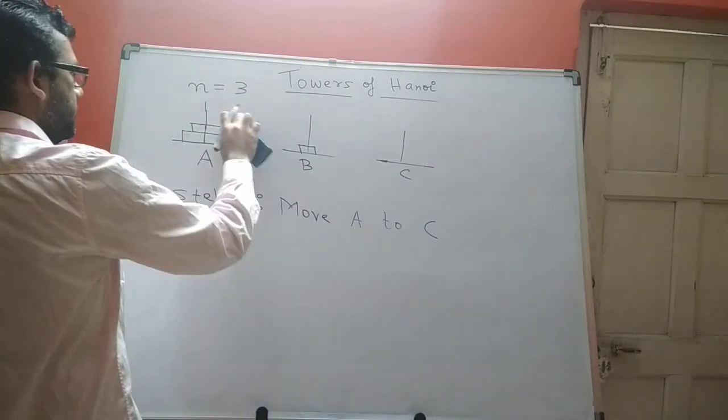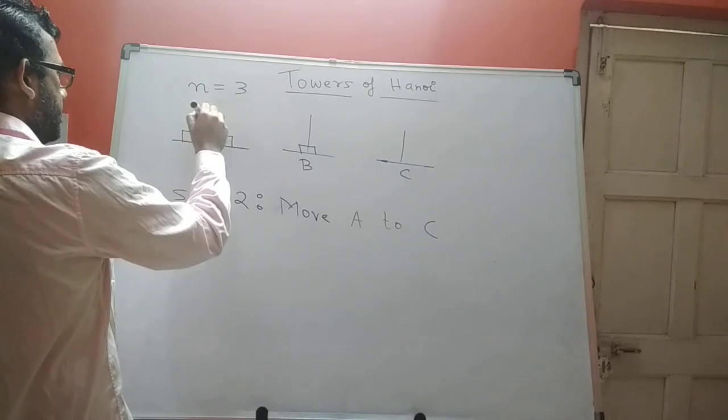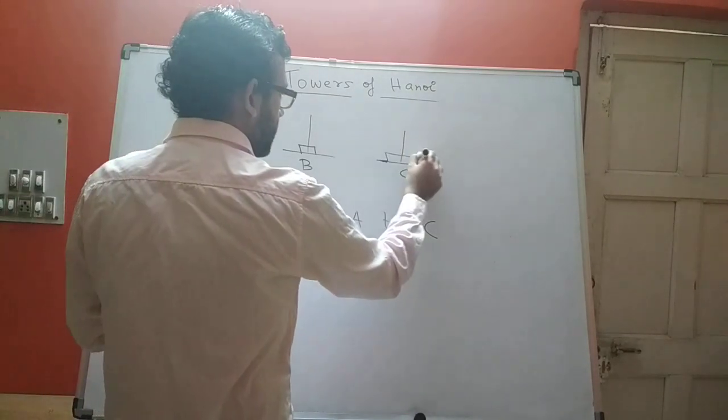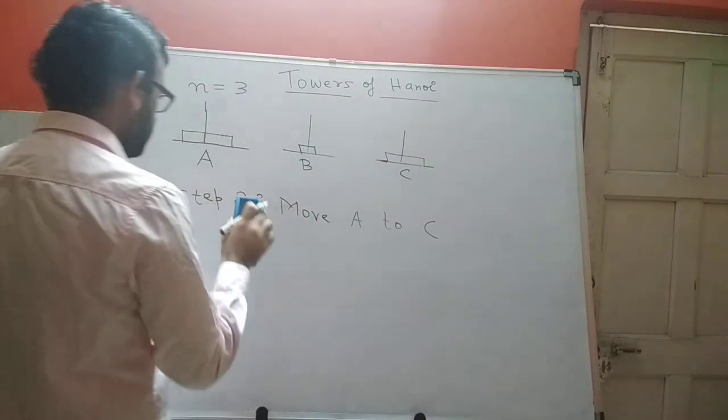So, this will take my second largest disk and place it on peg C. So, that is step number 2.